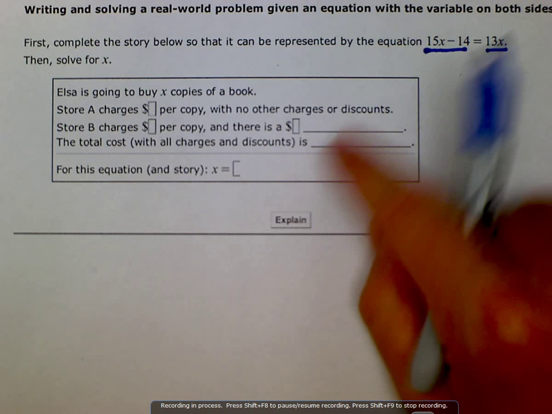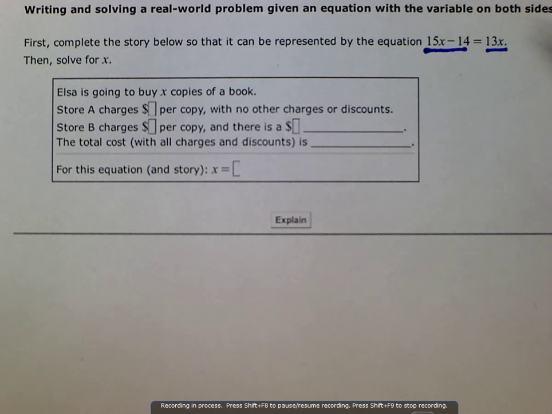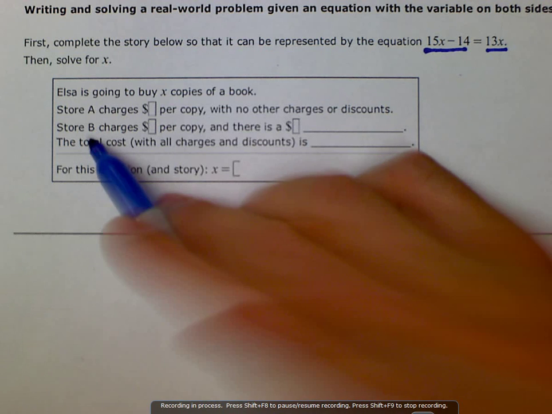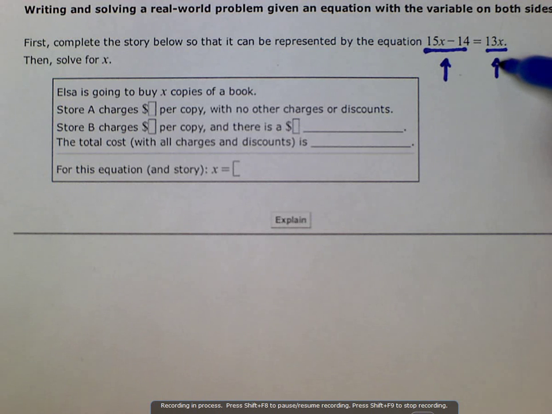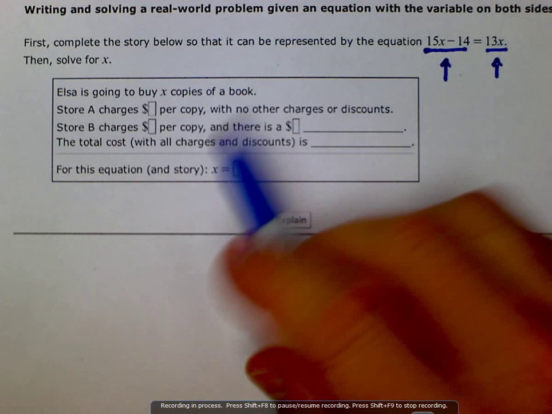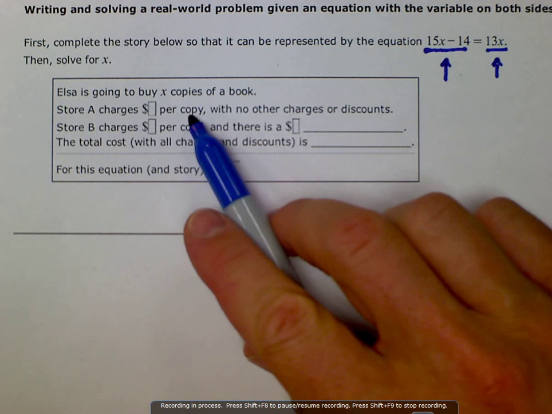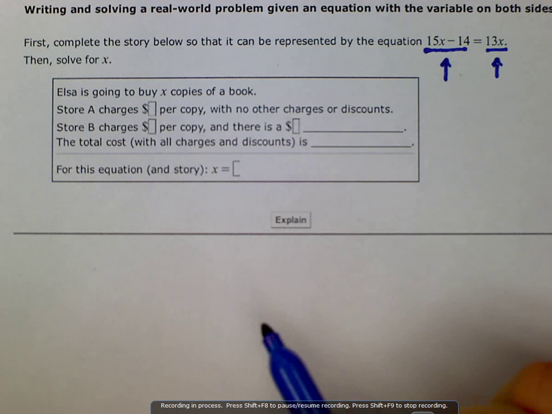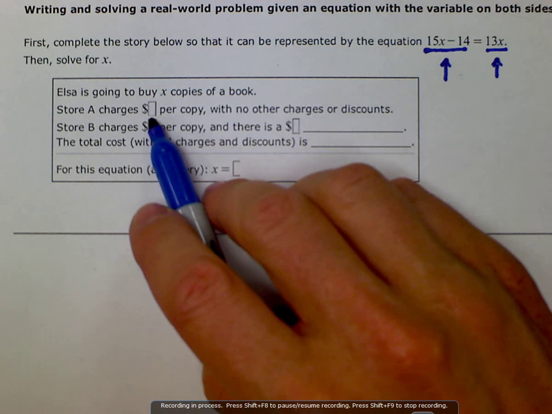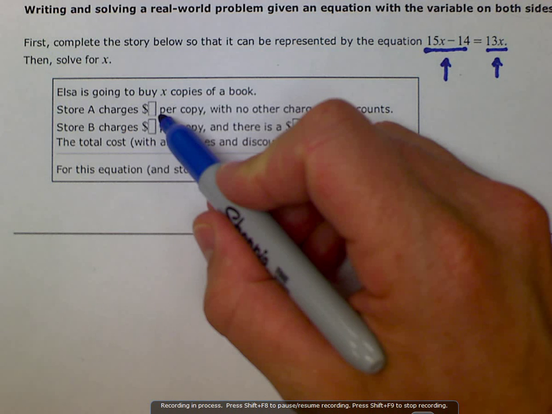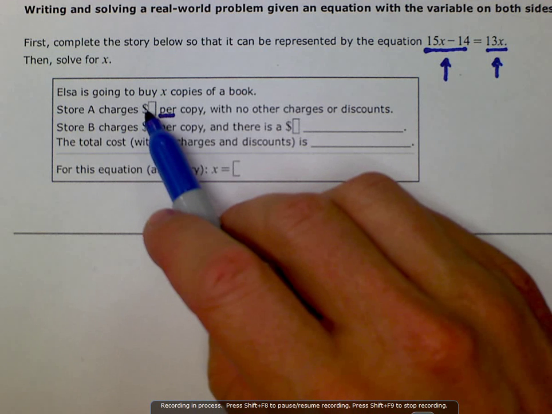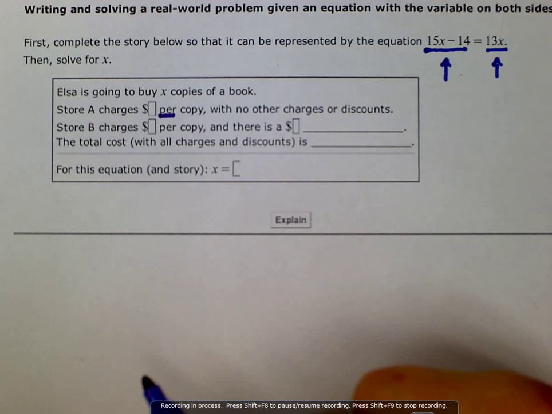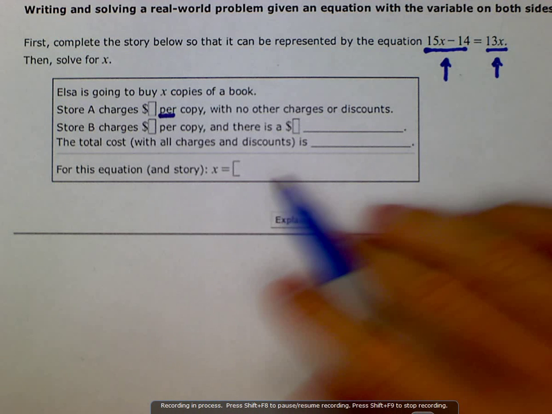Elsa's going to buy x copies of books. So we see what x represents is copies of books. And then we have store A and store B. So one of these represents store A and one of these represents store B. Store A charges blank per copy with no other charges or discounts. So it looks like store A just has a variable cost. We know it's a variable because of the word per. So it charges blank dollars per copy of the books and no other charges. So there's no fixed rate there.